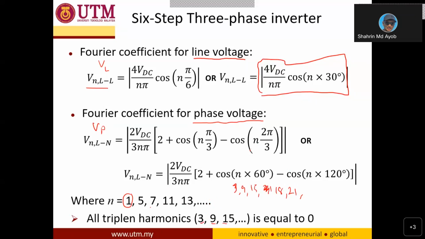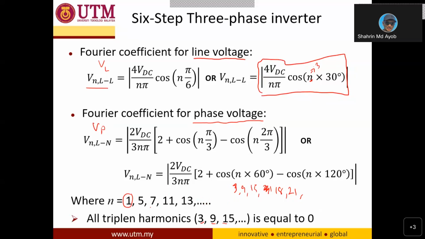Why? Because if you put n equal to 3, you will have 90 degrees, and cos 90 is 0. So all triplen harmonics, or harmonics that are a factor of 3, in a three-phase system will disappear. That is one advantage of three-phase inverters. It will automatically eliminate harmonics with a factor of 3. So this n starts with 1 and then 5, 7, 11, 13, and so on.